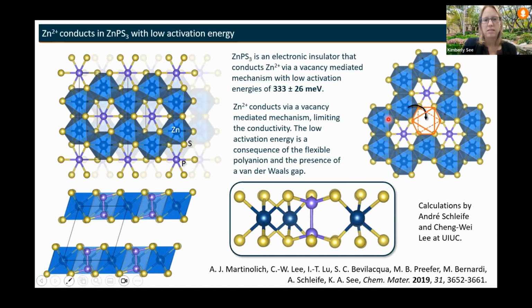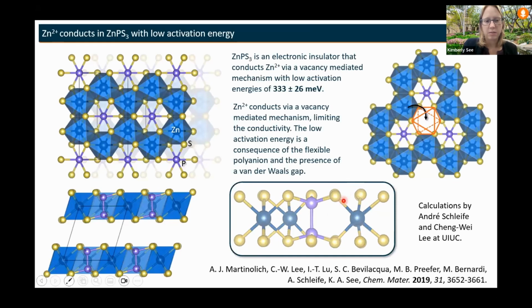And the conduction mechanism is this vacancy mediated mechanism within the metal layer. So the zinc hops to a neighboring vacancy. And the activation energy associated with zinc conduction is very, very low. So experimentally, we measure it to be around 300 meV, which is on the order of the best lithium ion conductors. And the reason that it's low is actually because of this P2S6 polyanion.